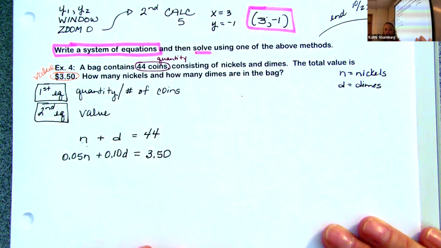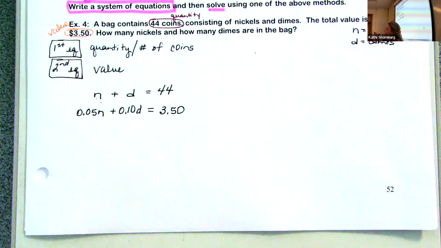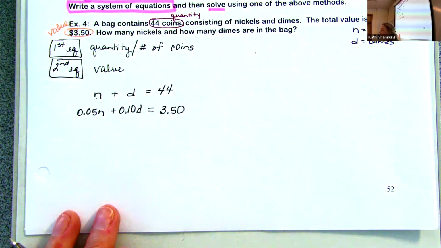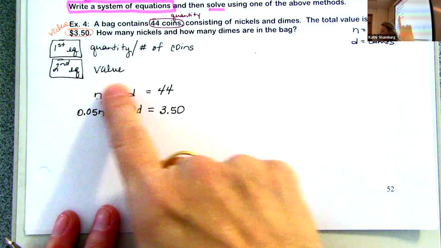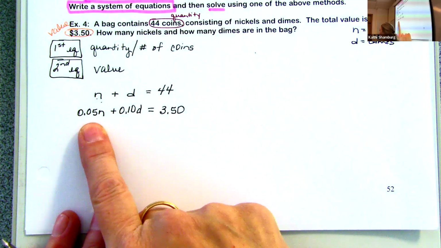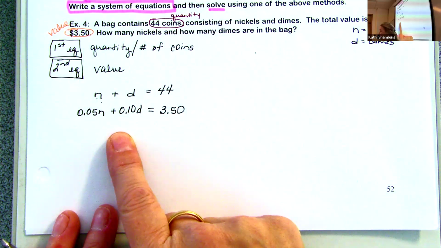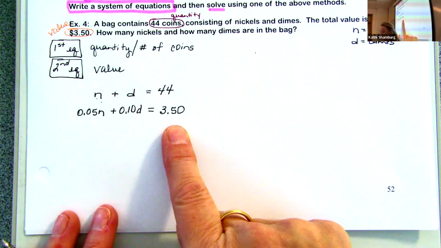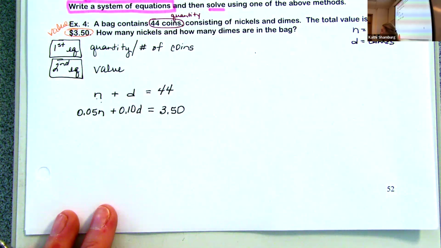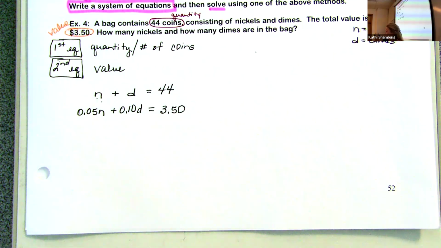Now, here's what I'm saying is that you never cross these equations. You're not going to have N plus D equals 350, because then you're dealing with quantity over here and value over here. Nor are you going to do 0.05 N plus 0.10 D equals 44, because you're dealing with value here, and then you'd be dealing with quantity here. Okay, all right, so now we have two equations, two variables. So now we need to solve for those variables.